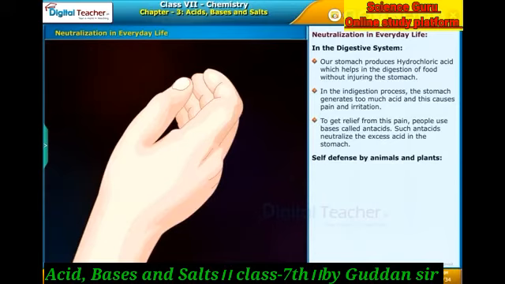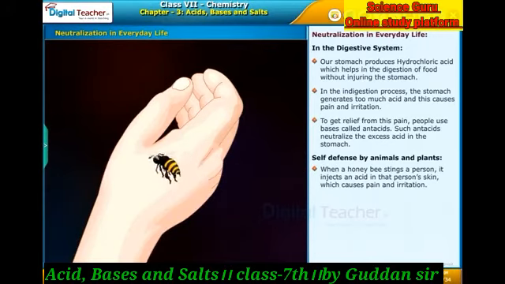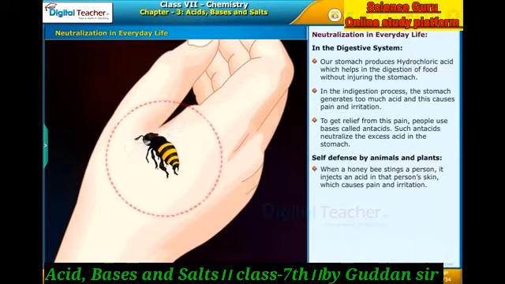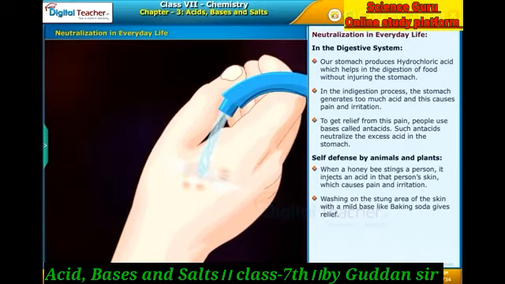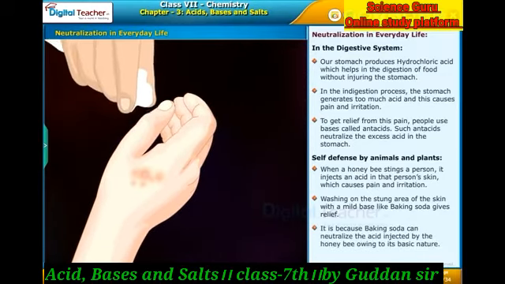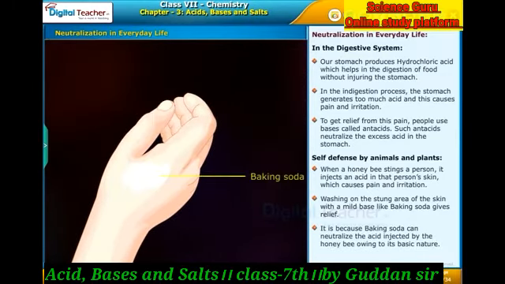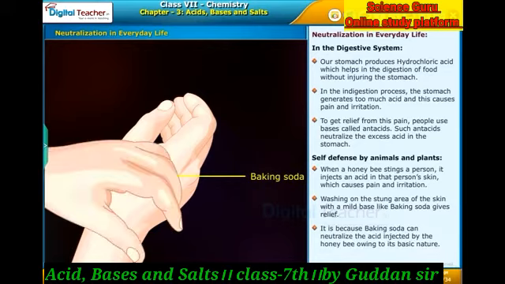Self-defense by animals and plants. When a honeybee stings a person, it injects an acid in that person's skin, which causes pain and irritation. Washing the stung area of the skin with a mild base like baking soda gives relief. It is because baking soda can neutralize the acid injected by the honeybee owing to its basic nature.